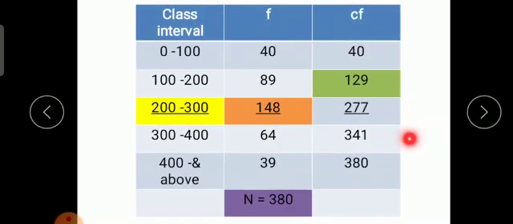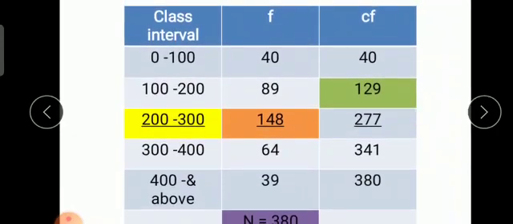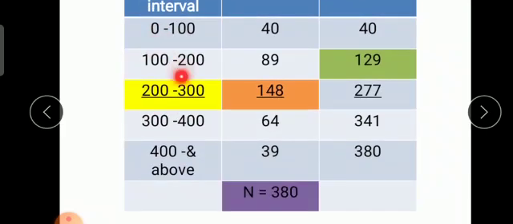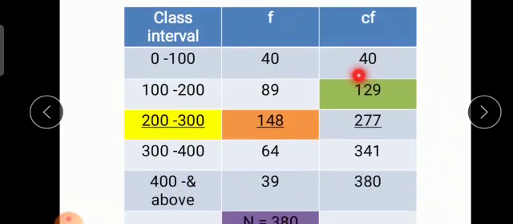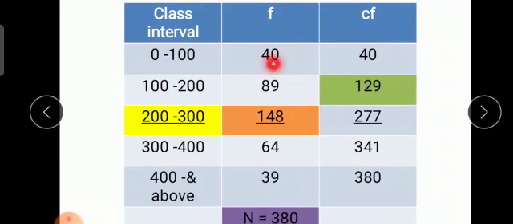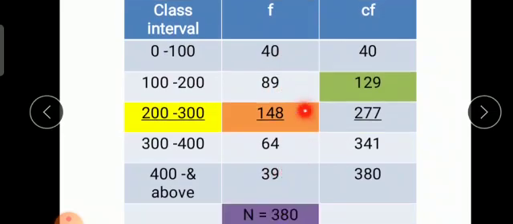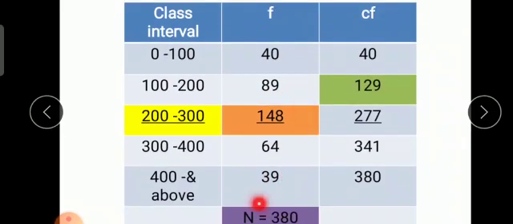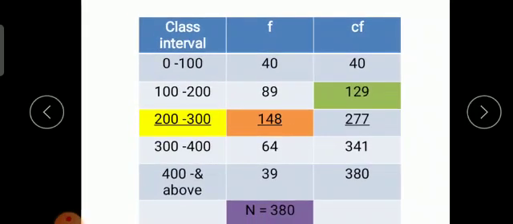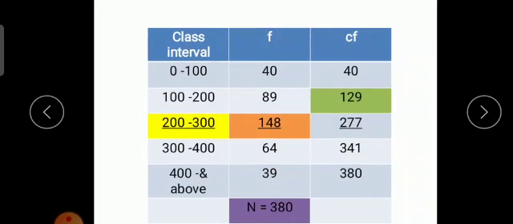Let's solve it. Now copy the problem. Class interval is given as 0 to 100, then 100 to 200, 200 to 300, 300 to 400, 400 and above. Then the frequency as it is given in the problem, note it down: 40, 89, 148, 64 and 39. First thing, you find N. N is the number of frequencies. So you add 40 plus 89 plus 148 plus 64 plus 39. You will get 380, as given in the problem.